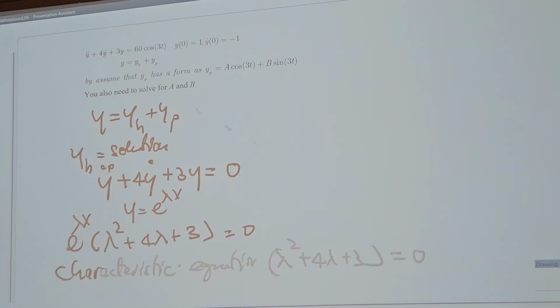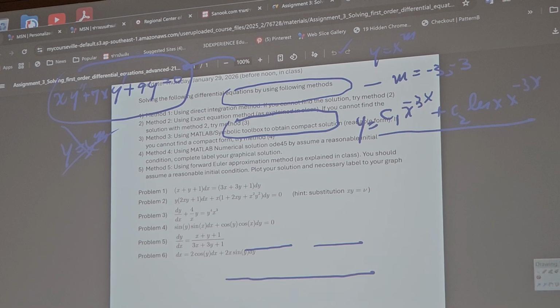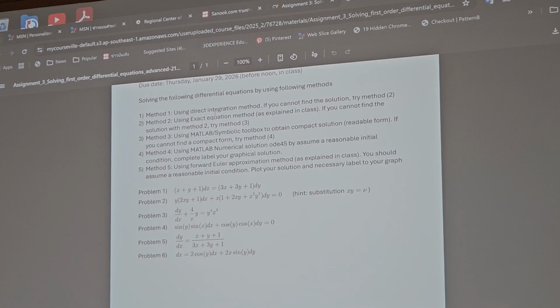Is it possible to solve by using direct integration, or not? If not, is it applicable for an exact equation? No integrating factor, I don't like that one. Use exact equation. If not, try to use the MATLAB symbolic toolbox. If not, try to use this one.